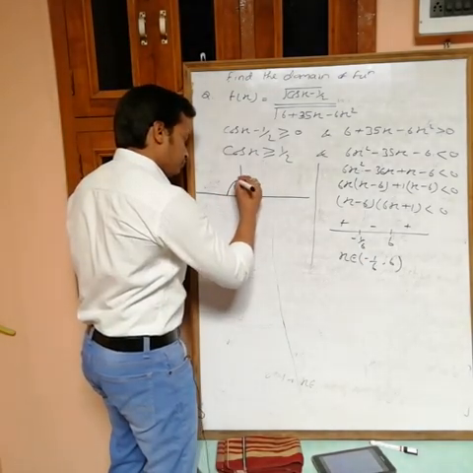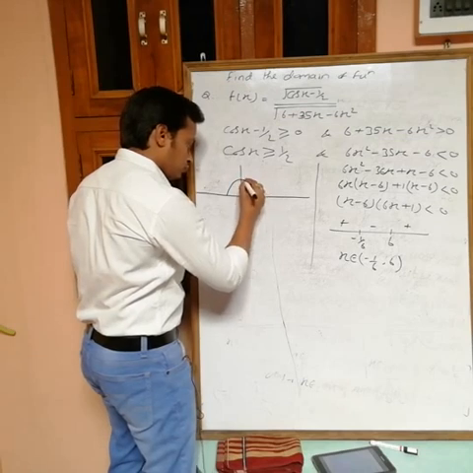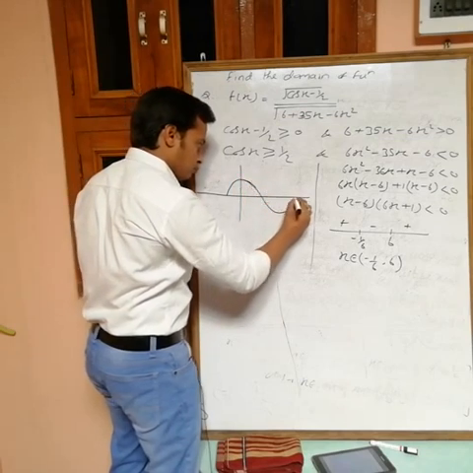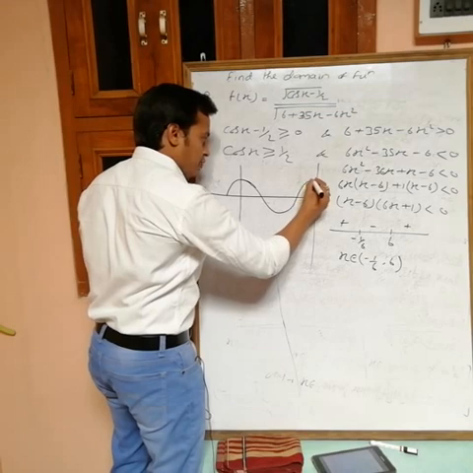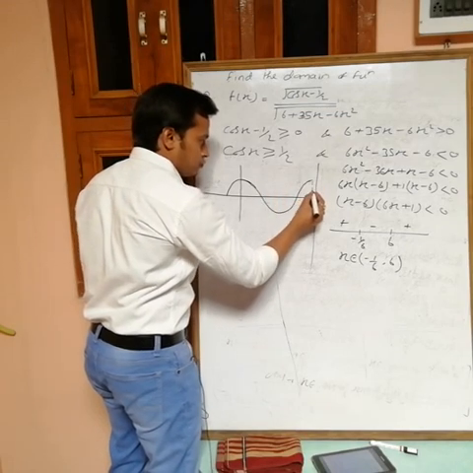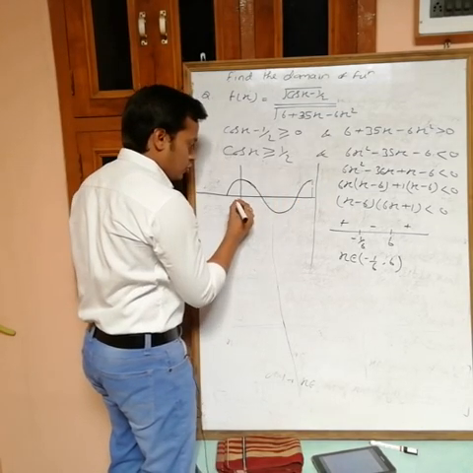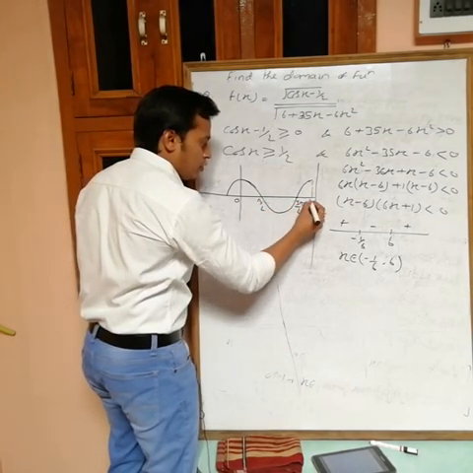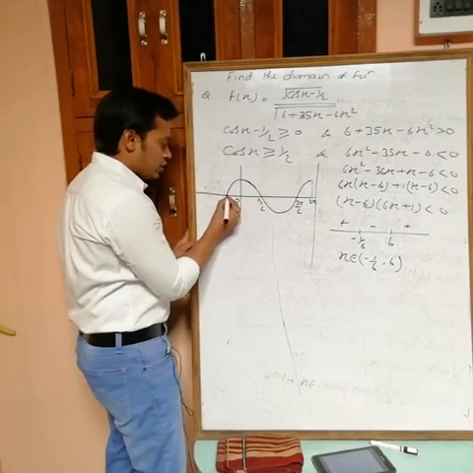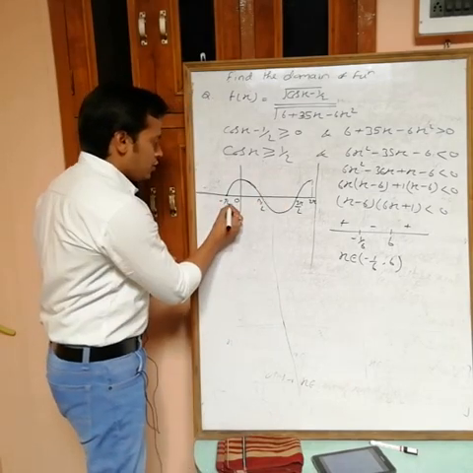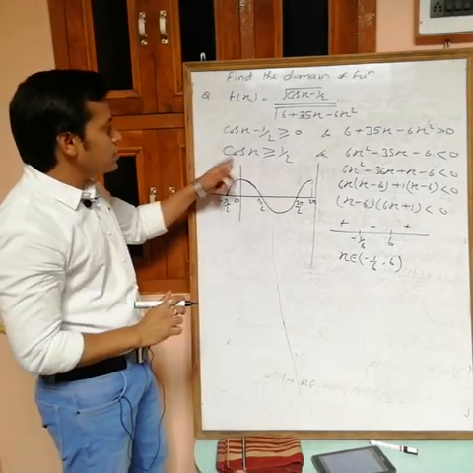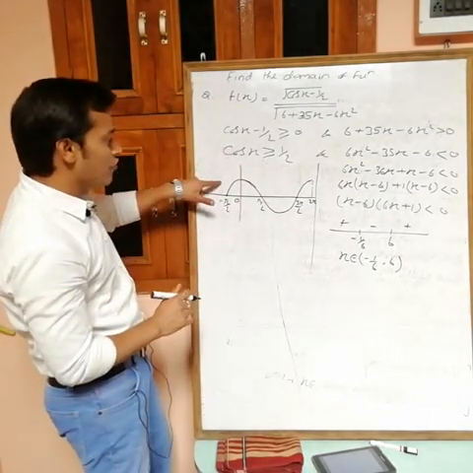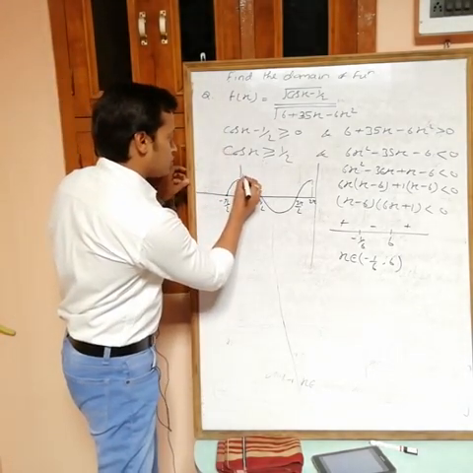I am taking it up to 2 pi. This is 0, pi by 2, 3 pi by 2 and 2 pi, and this one is minus pi by 2. Now what do you want? Cos x greater than or equal to 1 by 2. This is the graph of y equals cos x. This one is 0, 1, 0, 1.